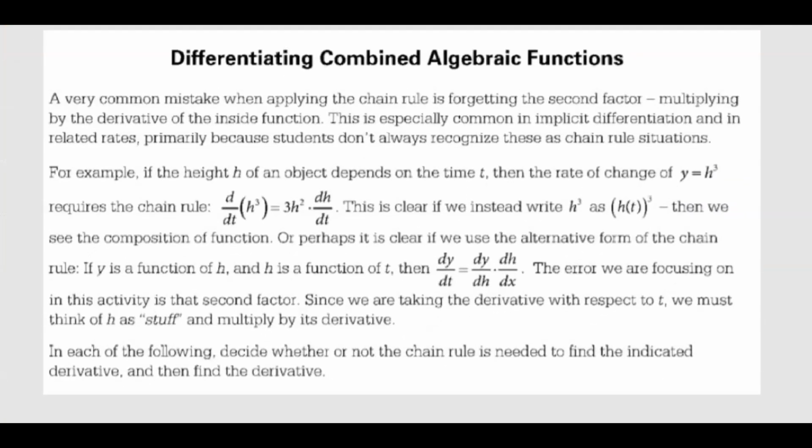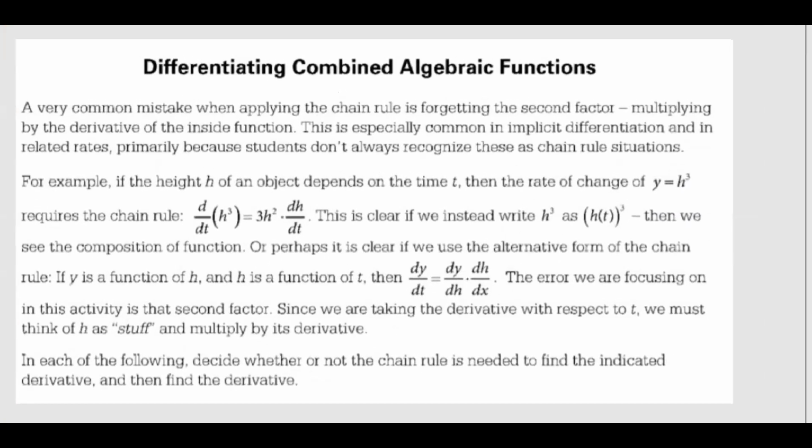So differentiating combined algebraic functions, a very common mistake when applying the chain rule is forgetting to take the derivative of the inside. So we see this a lot with related rates, which we're going to talk about tomorrow in Unit 4. So Unit 4 is a big one. Unit 4 is all about related rates. It's about optimization and just basically taking everything we did with derivatives and applying it to problems.